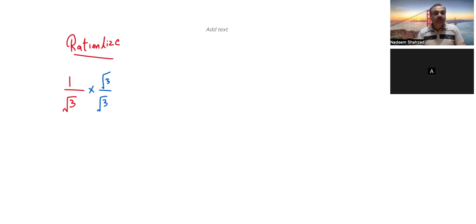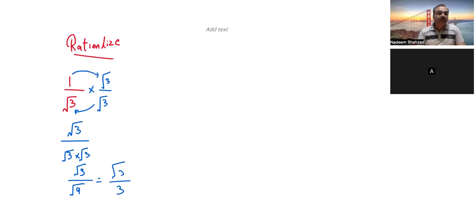In this approach, we will multiply numerators with numerators and denominators with denominators. So we will get square root 3 times 1, which is square root 3. And in the denominator, we can write square root 3 multiplied by square root 3. So the numerator square root 3 remains as it is, and in the denominator, square root 3 times square root 3 is square root 9. And we know that the square root of 9 is 3. So square root of 3 divided by 3. This is your final answer, right?